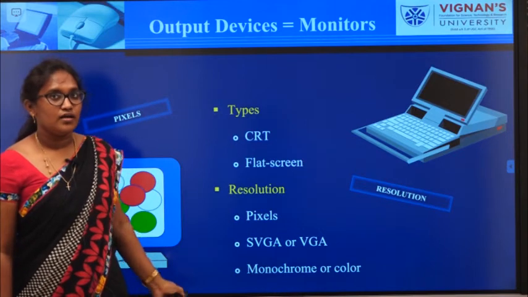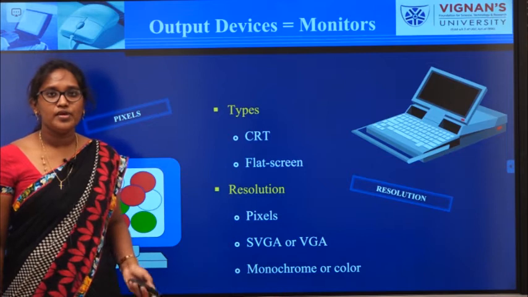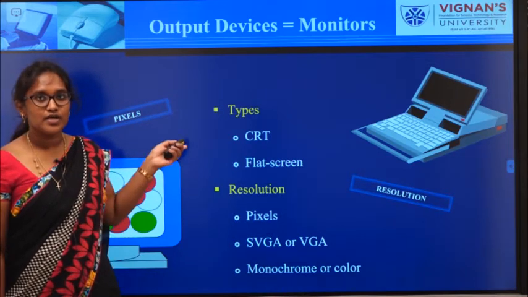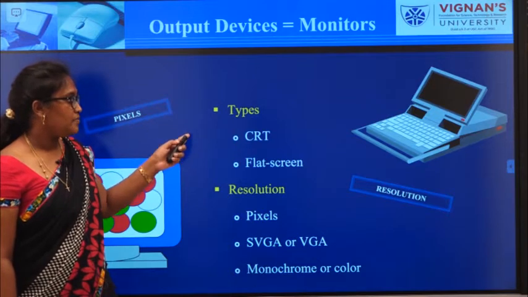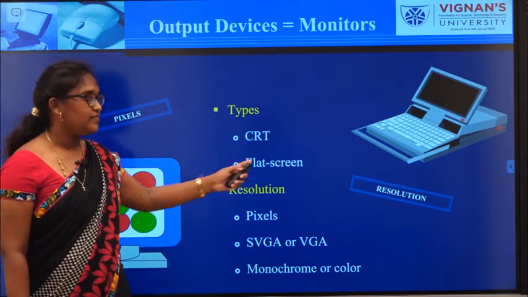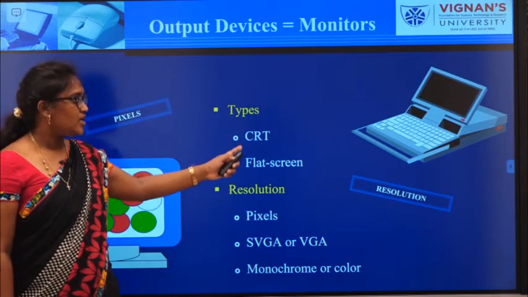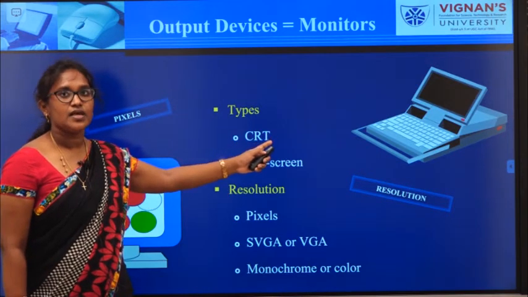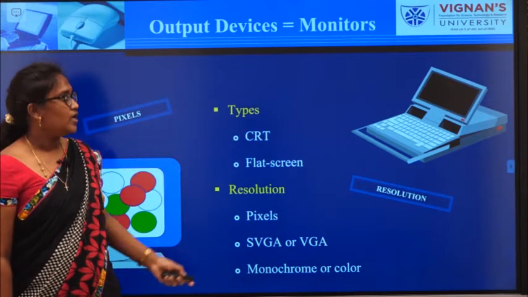Next one is one of the output devices, that is monitors. Before knowing about monitors, it is also a type of output device, and its classification is based upon CRT and flat screens. So what is the difference between CRT and flat screen? CRT is an acronym for cathode ray tube.